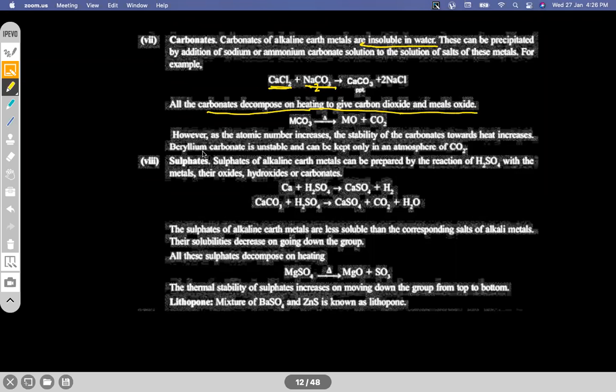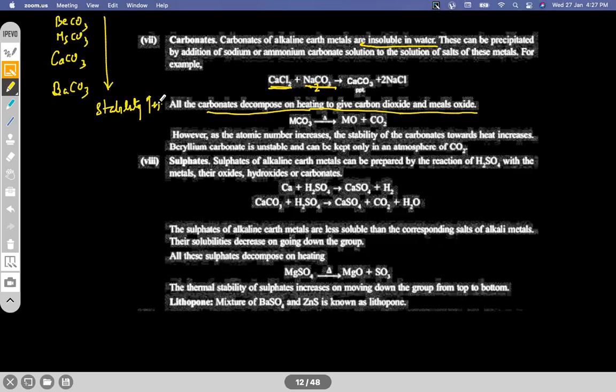Basically, as the atomic number increases, so we have BeCO3, MgCO3, CaCO3, BaCO3. Stability of these carbonates increases as we go down the group. Reason for this?